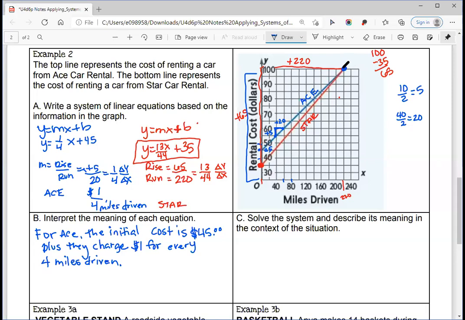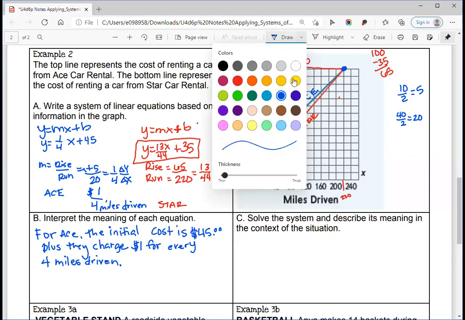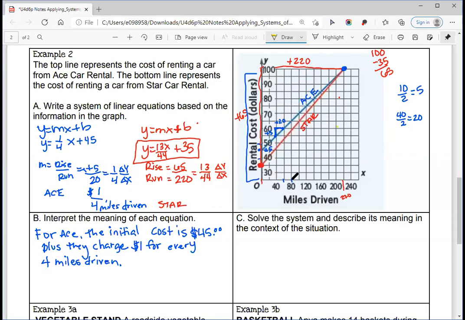So at this point, does it matter if I go to Ace or Star? No, it doesn't. Now, if I'm going to drive less than 220 miles, let's say I drive 80 miles, who should I go to? Star or Ace? Star, because that is my lower amount. If I drive 80 miles, this is going to be a cheaper price. This one is actually going to be a little bit more. And if I was driving 500 miles, notice how they switch places, and I would be better off with Ace.